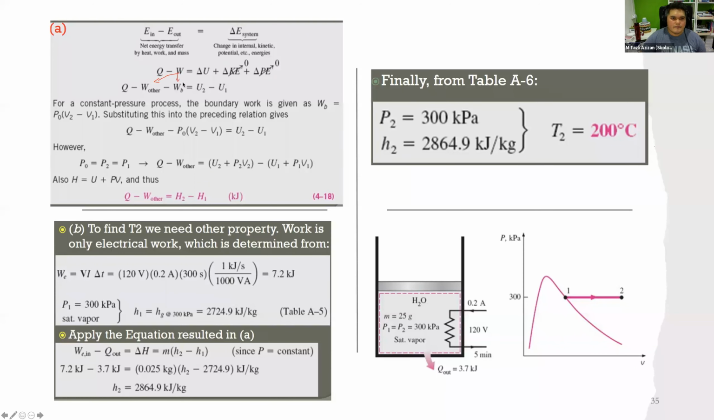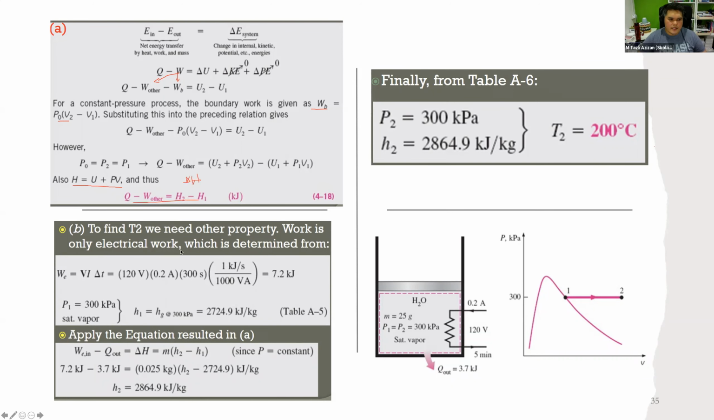Alright. So for a constant pressure process, the boundary work is given as WB equals to P0 (V2 minus V1). So when you simplify it further, and when you substitute this into the other side, then you'll be able to get H equals to U plus PV, and finally Q minus that work by others is H2 minus H1, which is delta H. So that's already proven for you because it is a constant pressure process. So to find T2, we need another property.